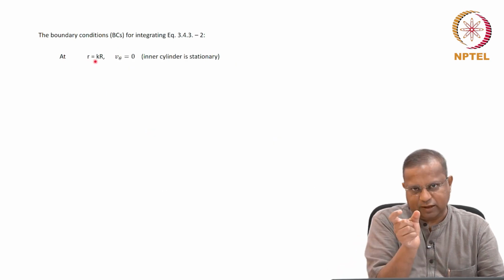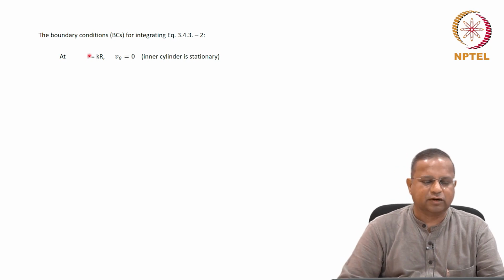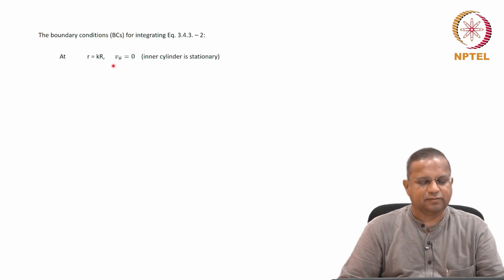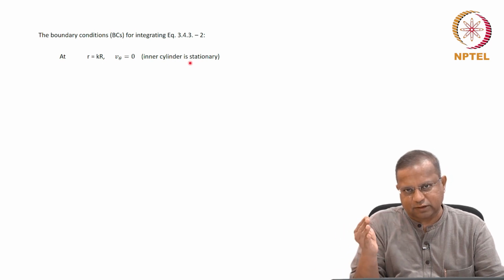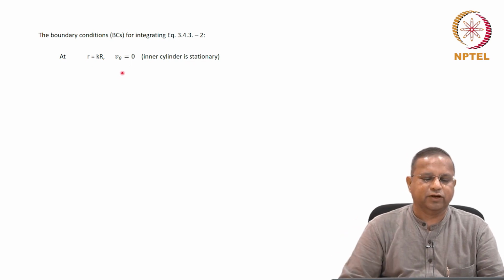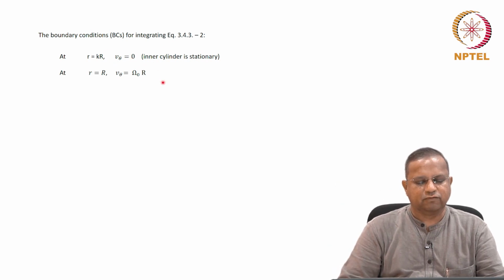At r equals kr, the inner radius, or kappa, or let's call it k. R equals kr, the inner cylinder radius, v theta equals 0, because the inner cylinder is stationary. And therefore, the liquid that we are considering, the layer that is closest to the inner cylinder will stick to the inner cylinder and not move. And therefore, v theta is 0. And at r equals r, the velocity v theta equals the angular velocity times the radius. That's the definition of linear velocity, angular velocity times the radius. And that is the situation at r equals r. So we have two boundary conditions. We can solve that second order differential equation.